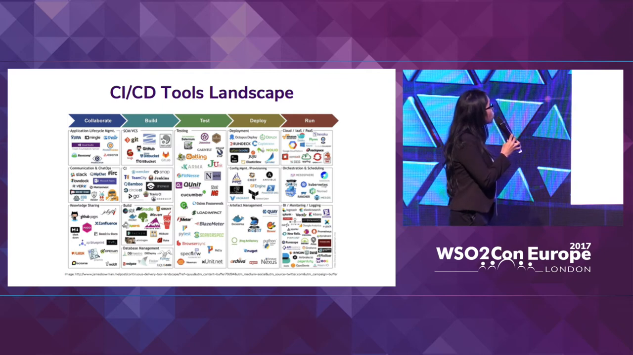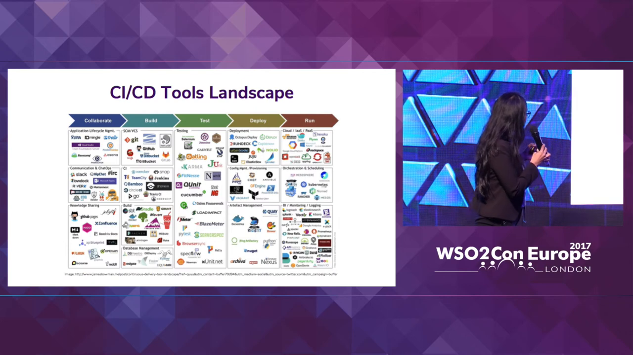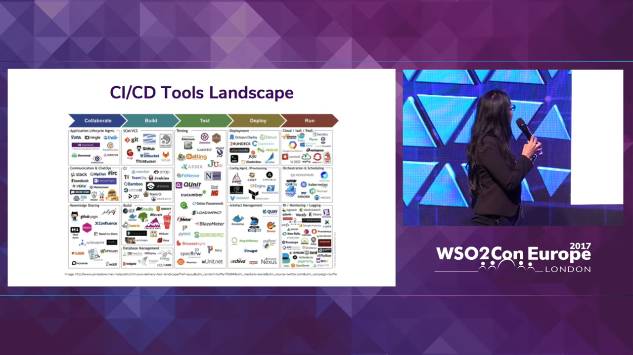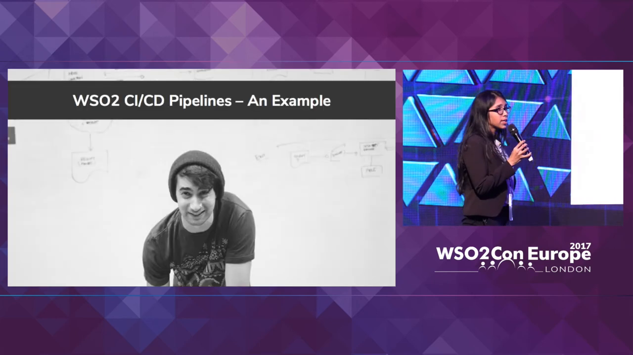So these are some of the tools that you can use. This is an image I got from this site. I'm guessing you can't see that. So this gives an overview of all the DevOps tools out there. WSO2 can work with most of these tools in order to create a CI/CD pipeline. So we have tools for collaboration, to build, testing, deploying. Most of these tools can be leveraged to create a CI/CD pipeline. Okay, so let's take an example.